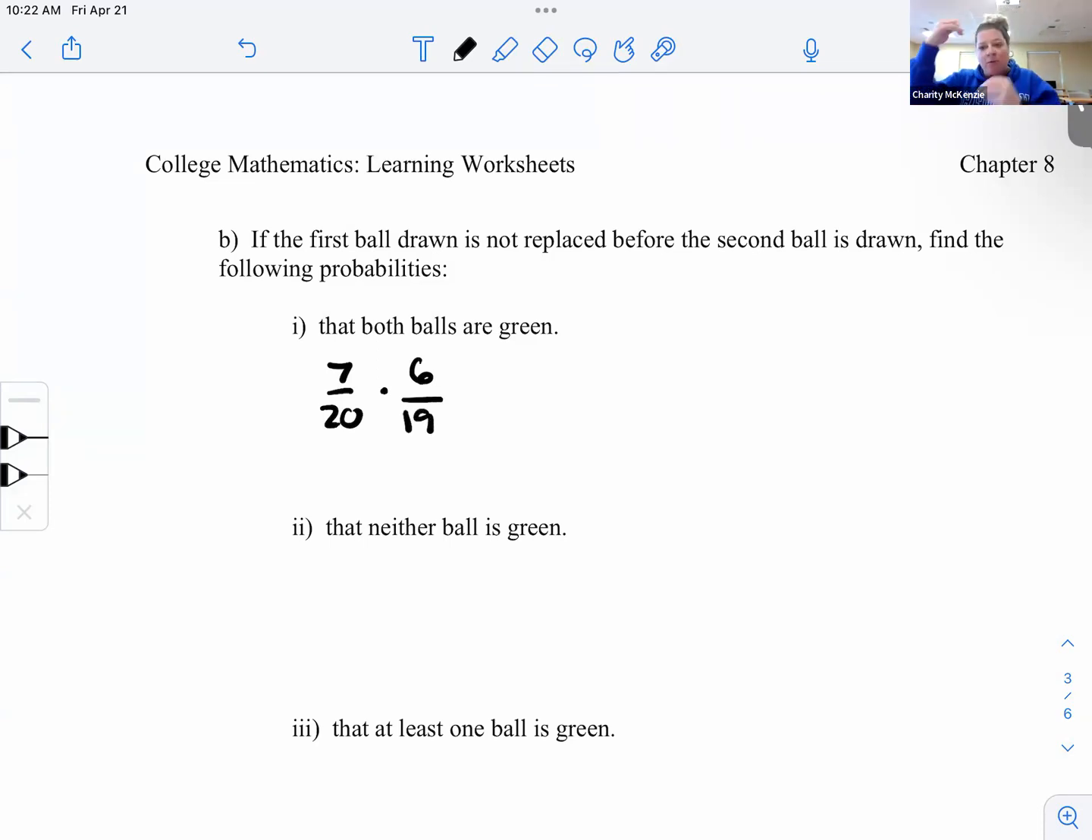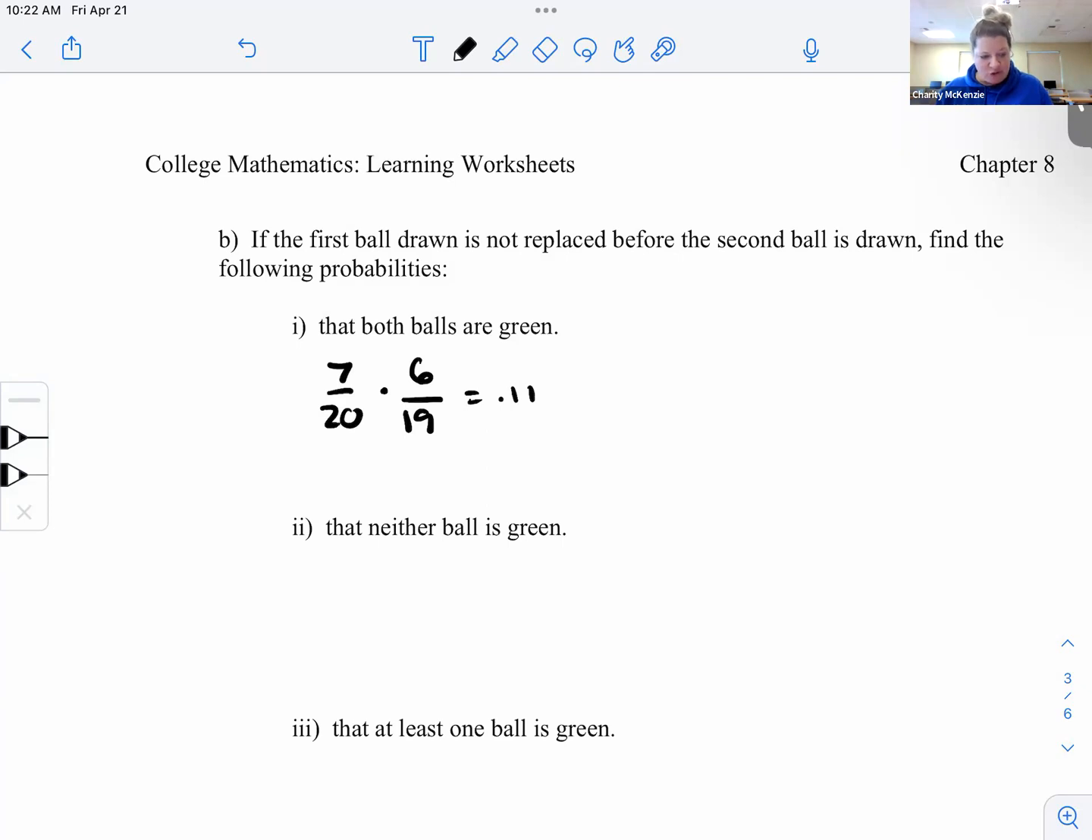So you have to go down 1 on both because now you only have 6 green balls and you only have 19 left. And they say that this equals 0.11. Repeating. Okay, what's the probability that neither ball is green?